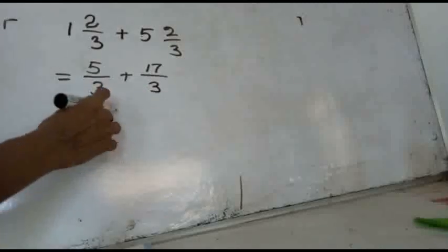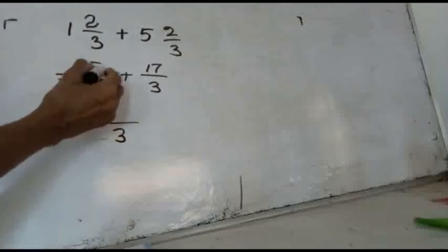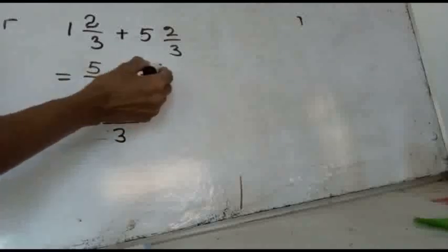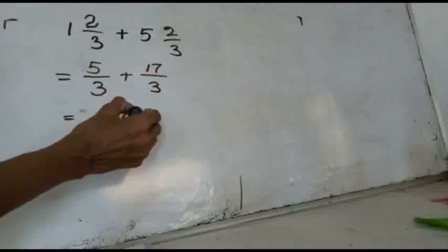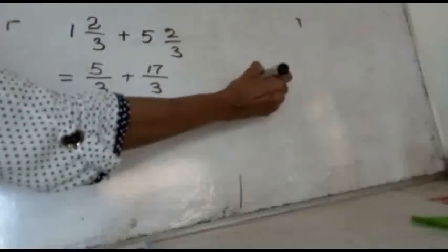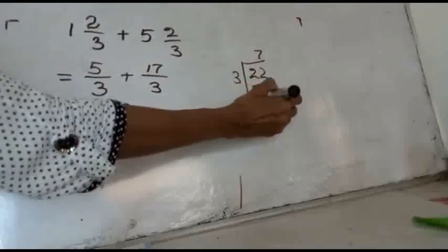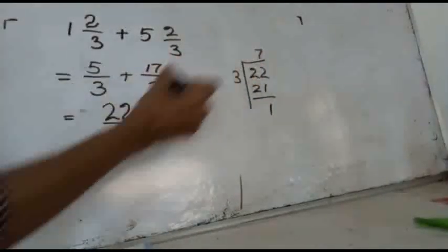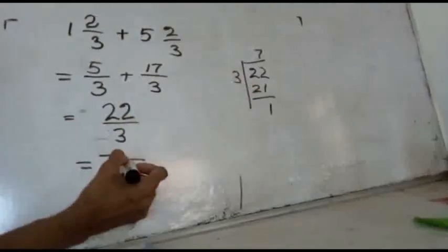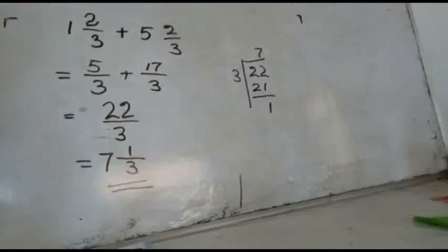Denominators are equal. Then the denominator of the answer is 3. We add these numerators. 5 plus 17 is equal to 22. Here the numerator is larger than the denominator. Then we divide numerator by denominator. 3 times 7, 21. Remaining 1. Here 7 is the whole number. Denominator is 3. Numerator is 1. 7 and 1 third.